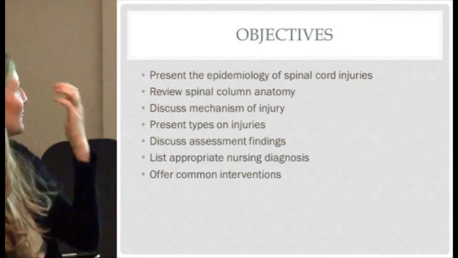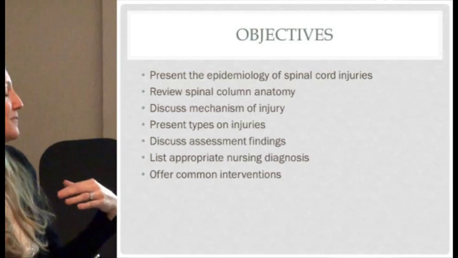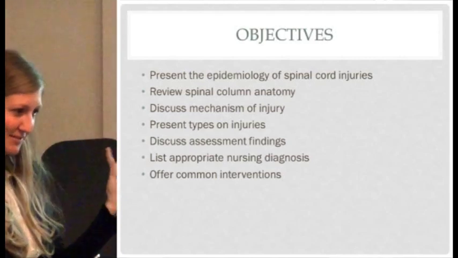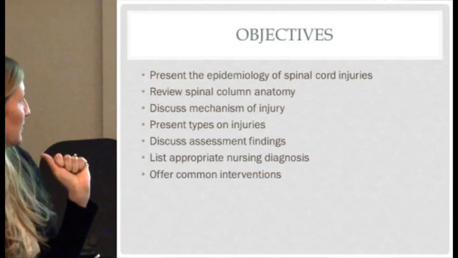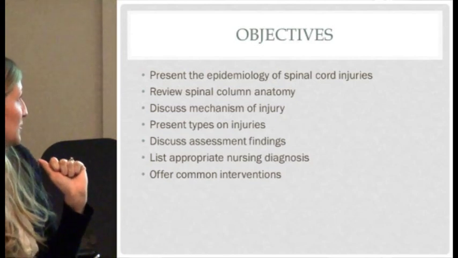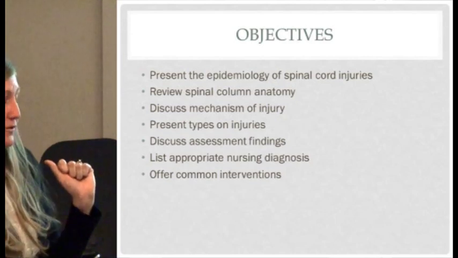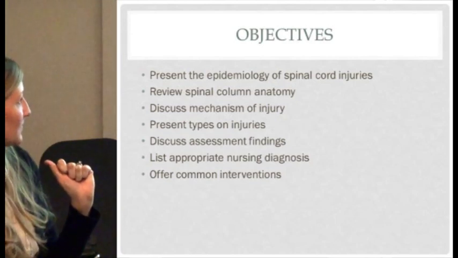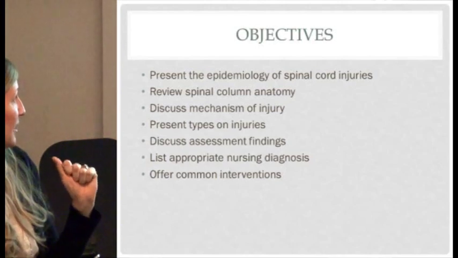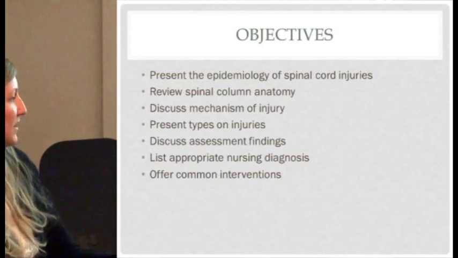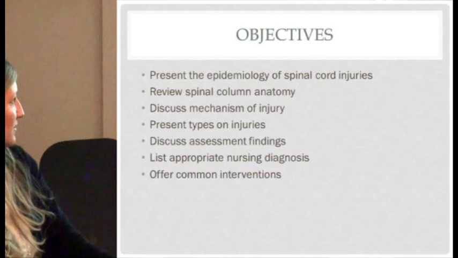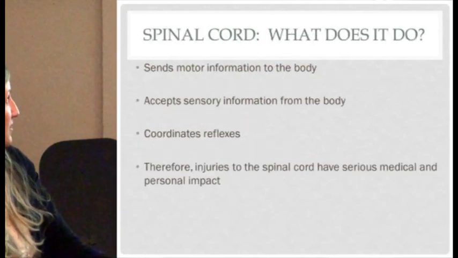Okay. So these are the objectives of the things that we're going to discuss in this presentation: the epidemiology of spinal cord injuries, review the spinal cord anatomy, discuss mechanisms, present types of injuries, discuss assessment findings, appropriate nursing diagnoses, and then other common interventions.